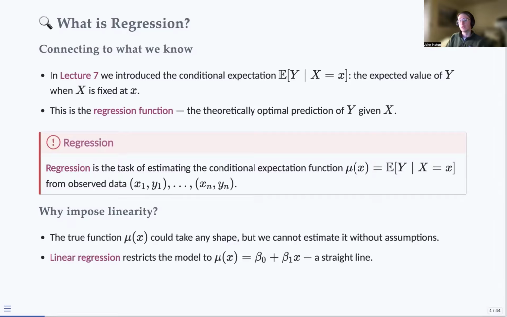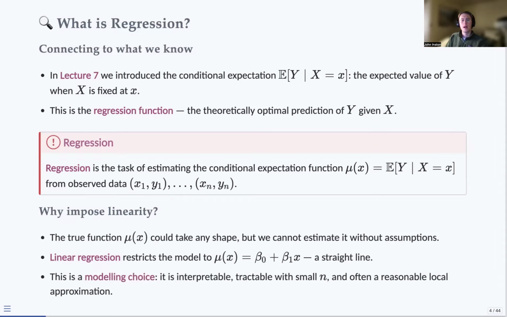So a linear equation is just this kind of weighted sum of parameters, and it's important to emphasize that this is a modeling choice. It's chosen because it's very tractable with small n. It's very interpretable. Like we can understand what a linear model should look like. But as you can imagine, it's very restrictive.